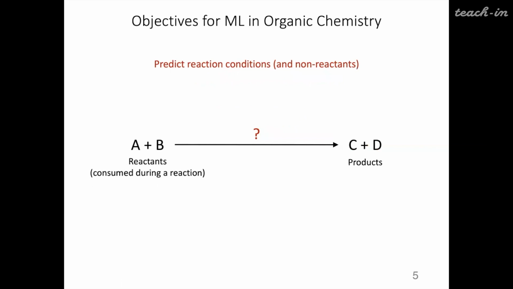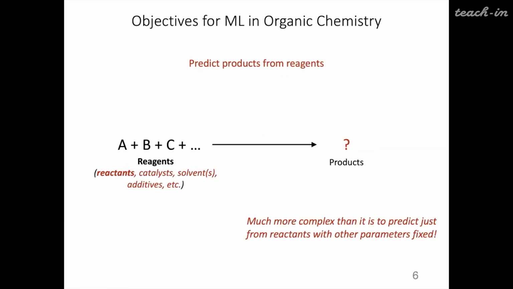Next, we may aim to predict reaction conditions. And this is in fact very important, as I will show you later. Also, we can select a more complex task: to predict reaction products from reagents and not from reactants only. So we include catalysts, solvents, etc. And this is in fact a more complex task, as was shown in several papers I will mention later.